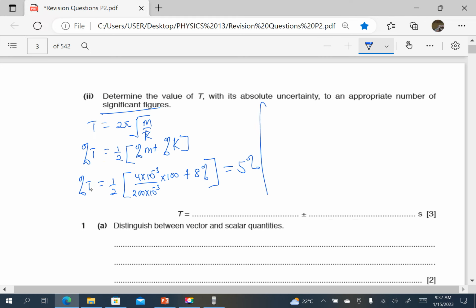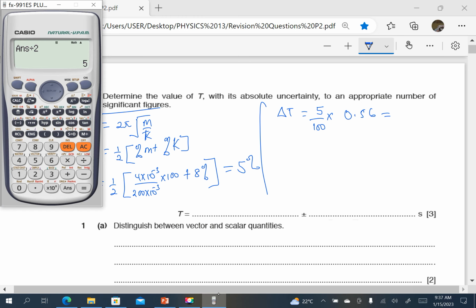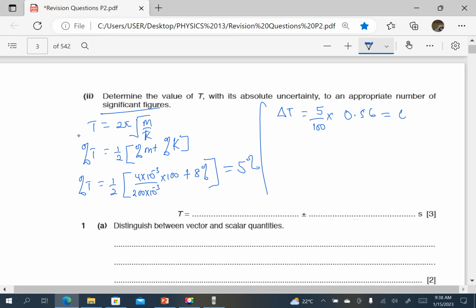We want absolute uncertainty. To find it, we convert percentage into absolute. So the absolute uncertainty is going to be 5 over 100 times the value of T that we calculated above, which was 0.56. When I press my calculator, 5 divided by 100 times 0.56, we get 0.028, and we write this to one significant figure.